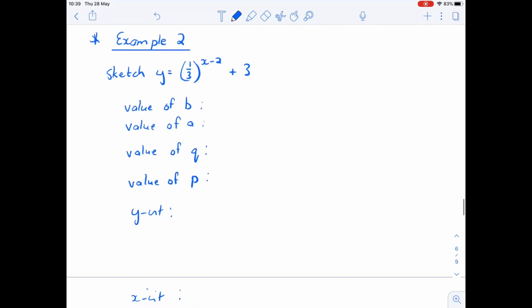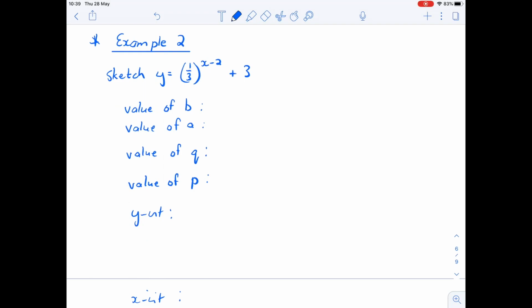Let's do another example. Okay, so this is my question: y equals a third to the x minus 2 plus 3. And I'm going to start moving a little bit quicker. So the value of b here is a third. So my shape is going to be decreasing. The value of a is 1, so it doesn't flip around the x-axis.